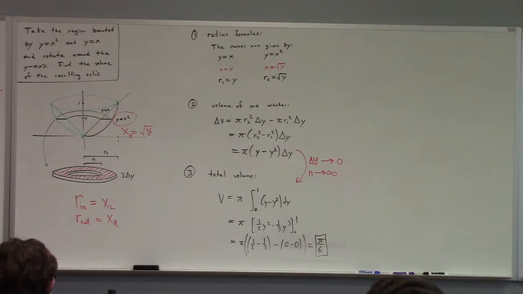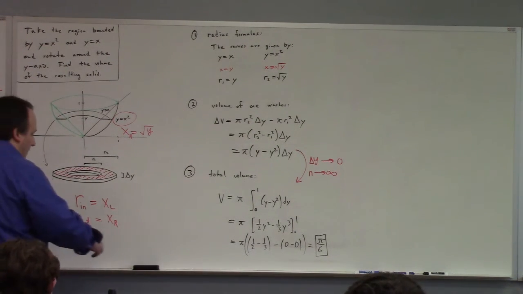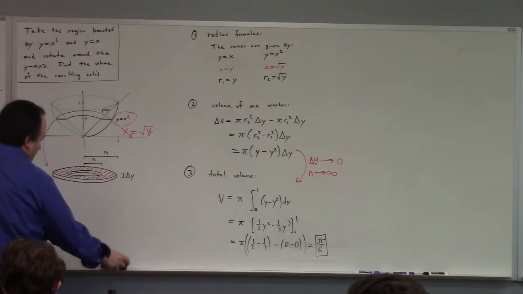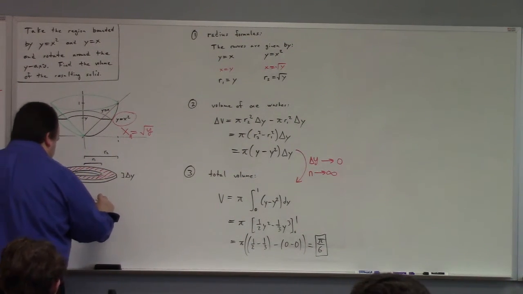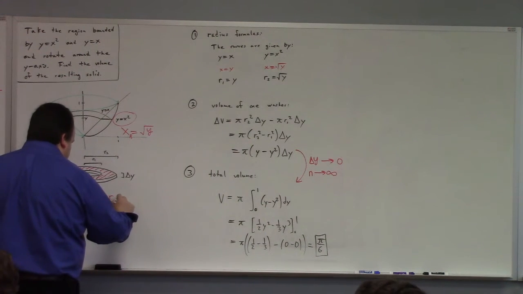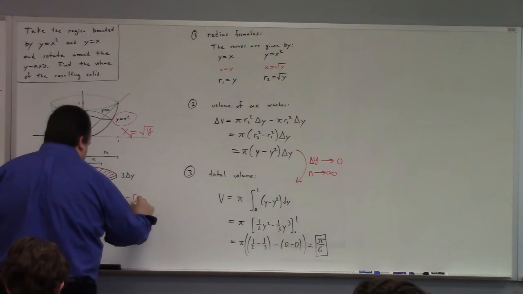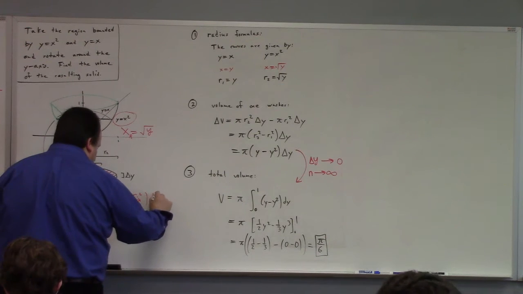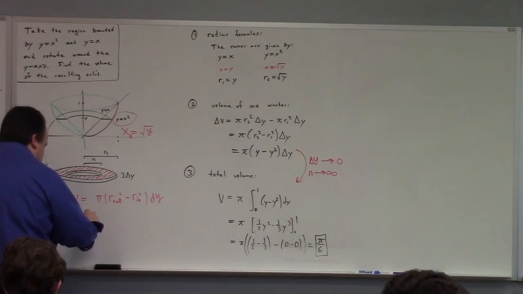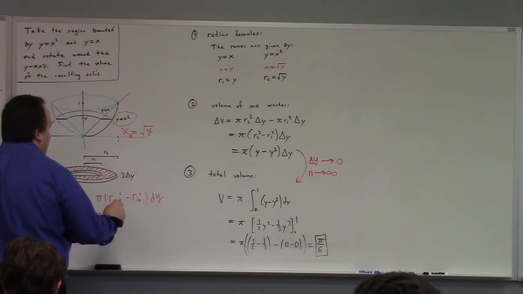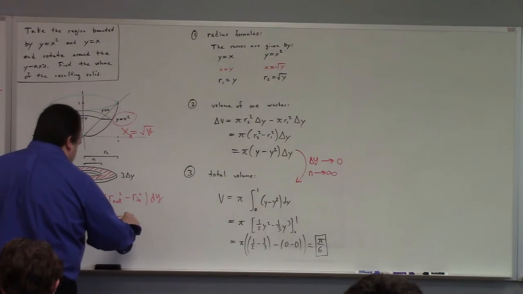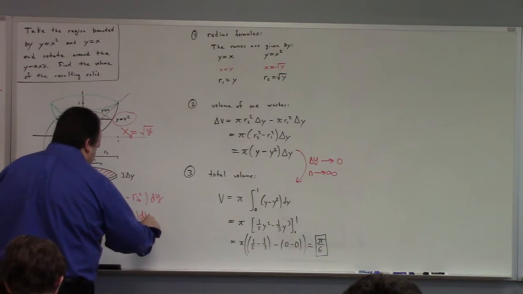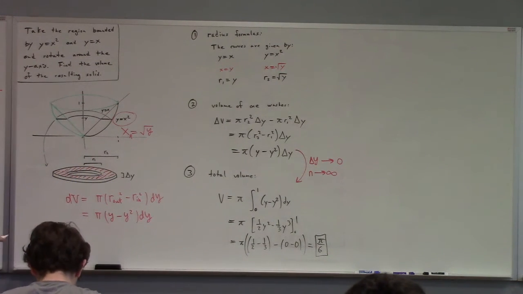So when I do this, I usually write something like: dV is equal to pi times (r out squared minus r in squared) times dy, right? Which in this context is pi times (y minus y squared) dy. And then you just have to integrate that. Why did he integrate from 0 to 1?